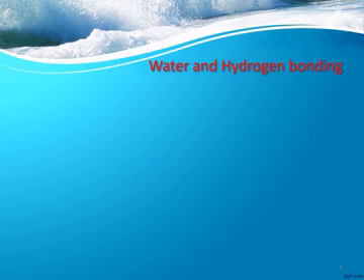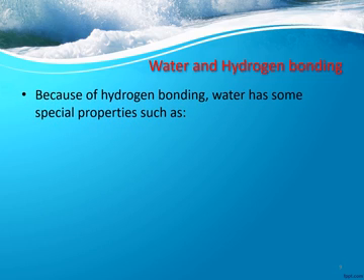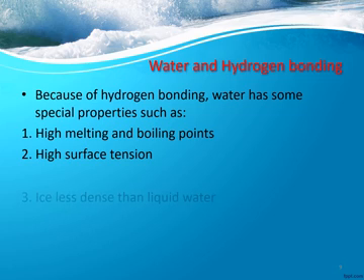Some special properties of water caused by the presence of hydrogen bonding. Because of hydrogen bonding, water has some special properties such as high melting and boiling point. We explained this. The high surface tension. You know, very small insects like mosquitoes can stand on the surface of water. Why? Because of high surface tension. Why? Because molecules are joined together by strong intermolecular forces, the hydrogen bonding.